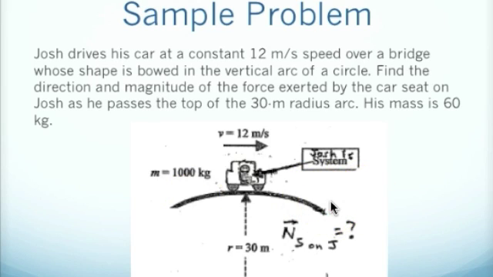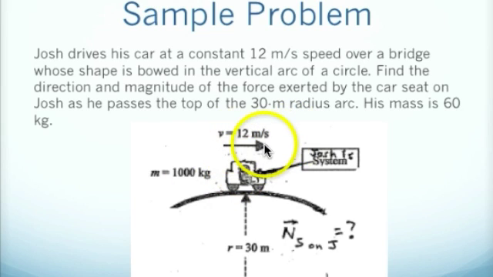So we know that Josh is moving in a circular motion problem. This is the car, and the mass here is indicating the mass of Josh plus the car, but we don't really need that because we're looking at Josh as a system. So Josh is 60 kilograms, and that's going to be our mass that we use later in the problem.